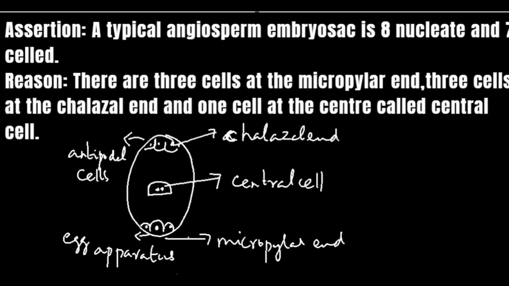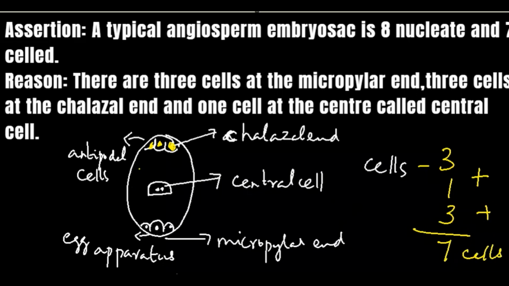Now we'll count the number of cells. At the chalazal end, we have 1, 2, 3 antipodal cells. Then there is one central cell. Then there are 3 cells forming the egg apparatus at the micropylar end. So totally there will be 7 cells.